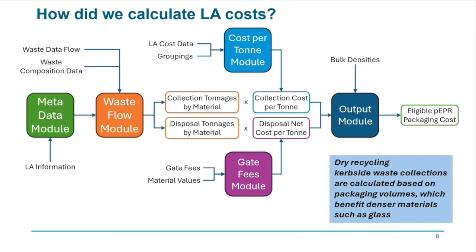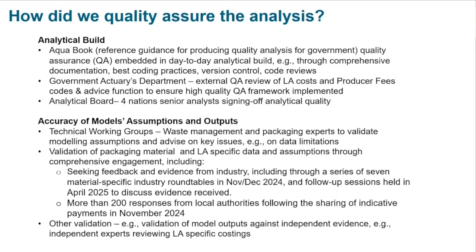We then use similar cost data for our disposal costs to give us an overall cost, and then we apply our bulk densities to make adjustments, as I mentioned, for where volume is a more important factor than weight. That, for instance, is most impactful in our dry recycling kerbside waste collections, as noted in the bottom right. And that gives us those final outputs that we need to calculate the base fees and to calculate local authority payments.